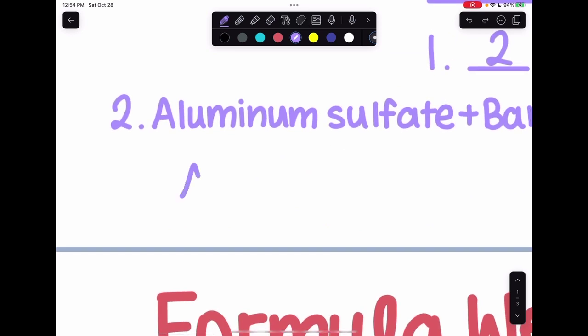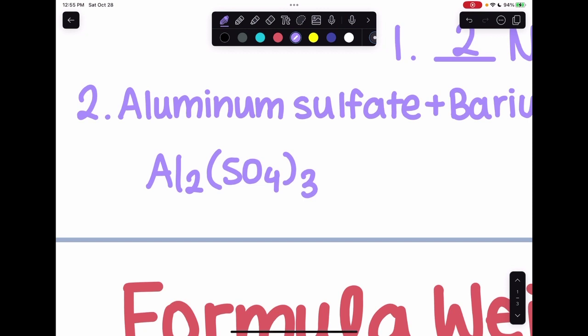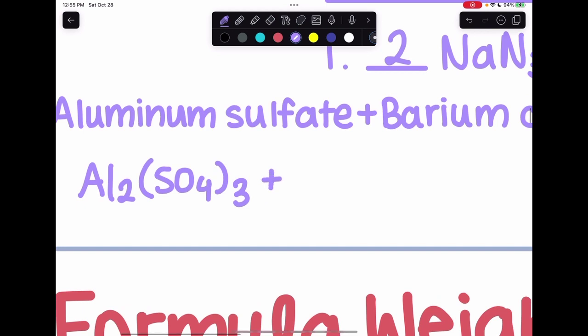So to balance it, we're going to have to add a 2 here, so it has a +6 charge, and our sulfate ion here, we need 3 of them, so it'll have a +6 here, -6 here. So that is balanced. So we're going to go step by step, making sure everything here is balanced, okay? And now we have barium.